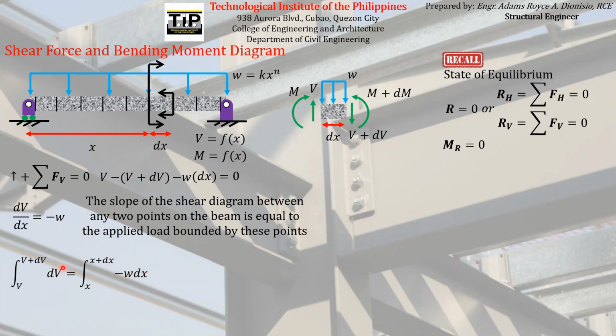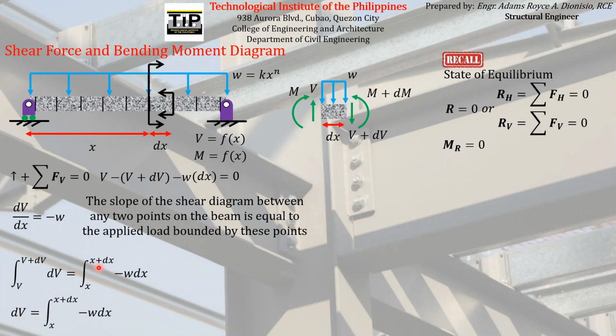So, simplifying the left side, we can easily simplify this integral. Integral of dv is just v. Substituting the limits, we will have a result of dv.